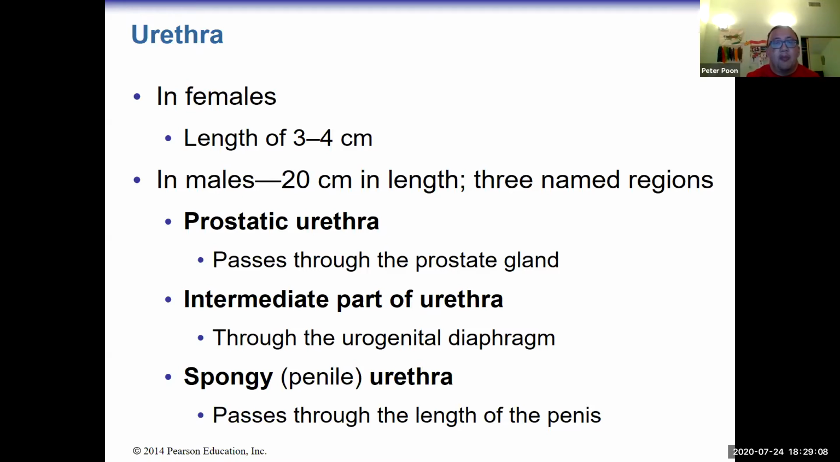In males, the urethra has three separate parts: prostatic urethra, intermediate urethra, and spongy urethra. In males, the urethra is a dual-purpose organ. It not only allows urine out, it also allows semen out.